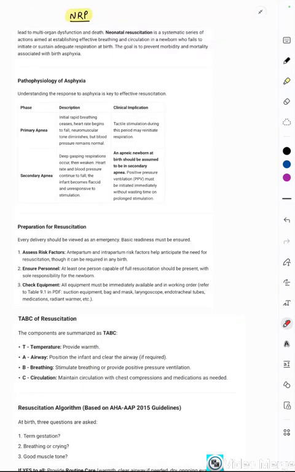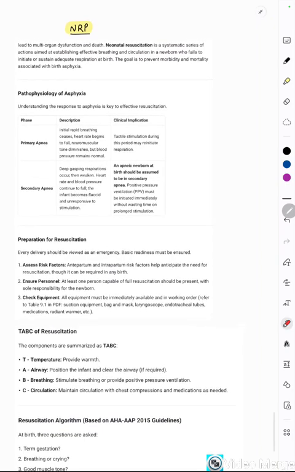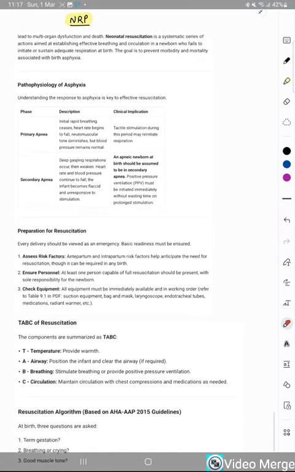An important topic, that is the neonatal resuscitation protocol. When I talk about neonatal resuscitation, it's a systematic series of actions which are aimed at establishing effective breathing and circulation in a newborn who fails to initiate or sustain adequate respiration at birth. The pathophysiology of asphyxia: it involves a primary apnea and a secondary apnea.